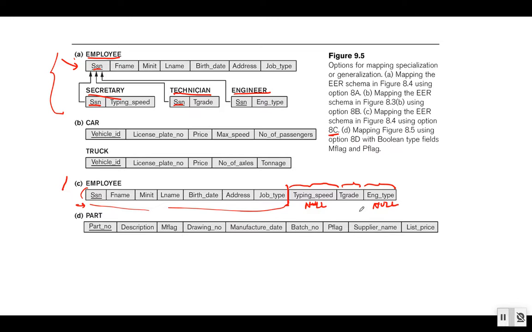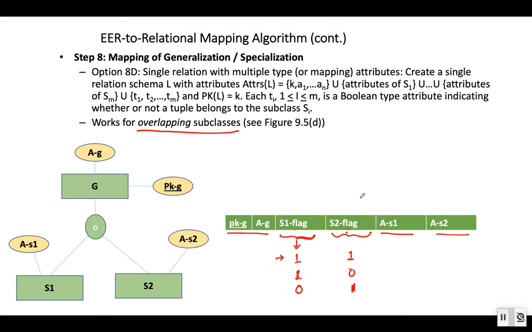So if I create a single relation I have to allow null values for each of these attributes. The technician will have a value for T grade, but not for typing speed or engineer type. Likewise, if an employee is an engineer, the typing speed will be null, the T grade will be null, and engineer type will have a specific value. Now as this is a disjoint specialization, I cannot implement the last option, option 8D. It only works for overlapping.